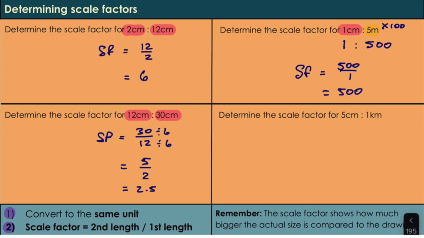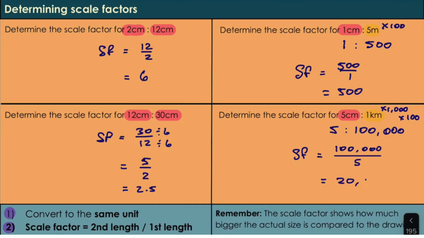Our fourth example, we have centimeters and we have kilometers. Now, kilometers to meters, we multiply by 1,000. Then meters to centimeters, we multiply by 100. Gives us 100,000. Now, the scale factor, we divide the second length by the first length. So we have 100,000. We divide that by 5. That will give us 20,000. Real life size is 20,000 times longer than the drawing size.